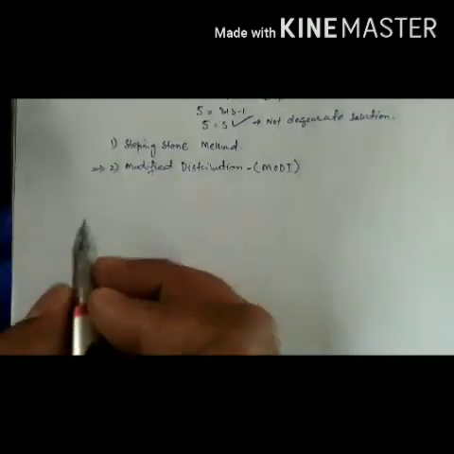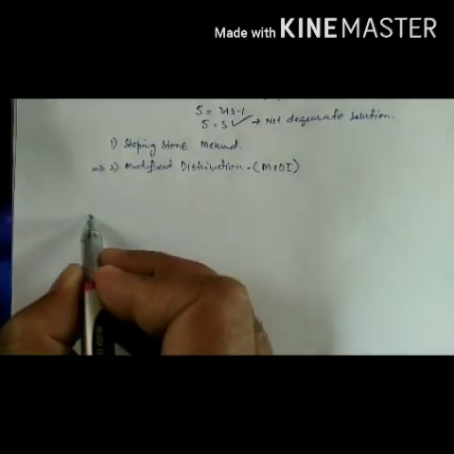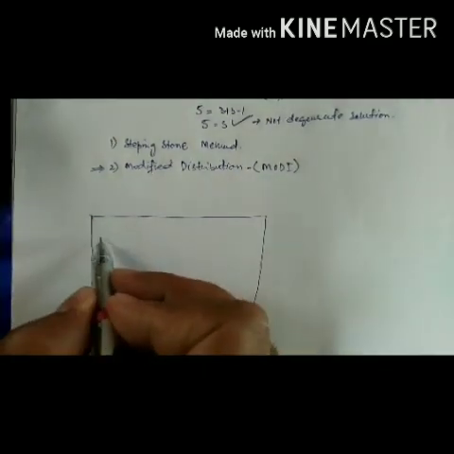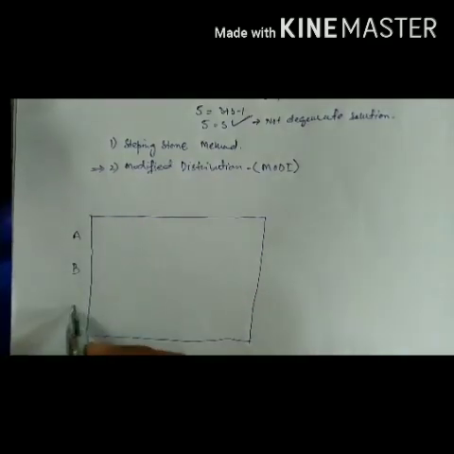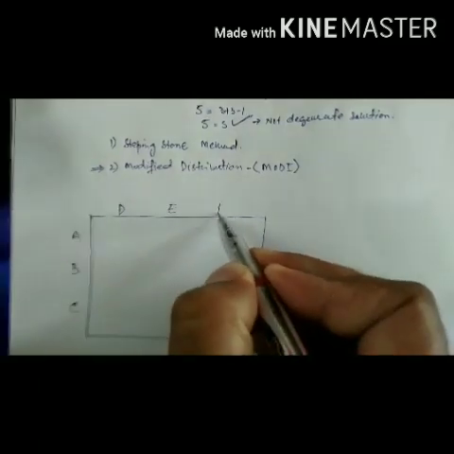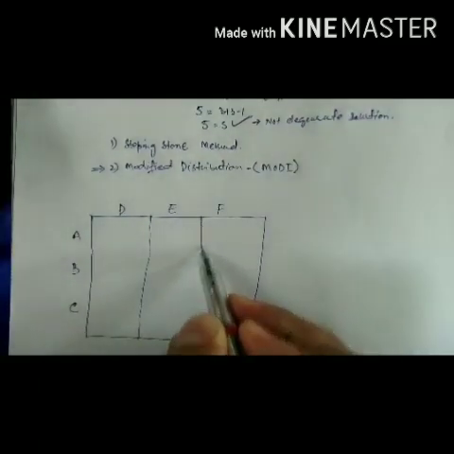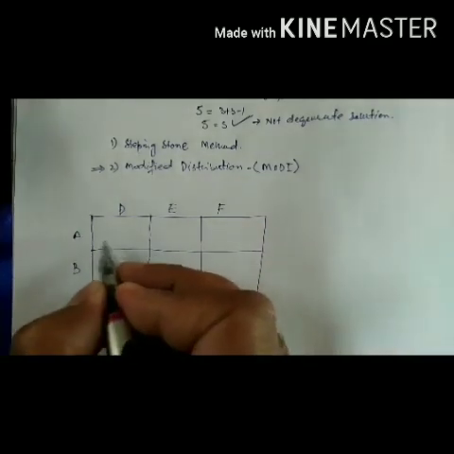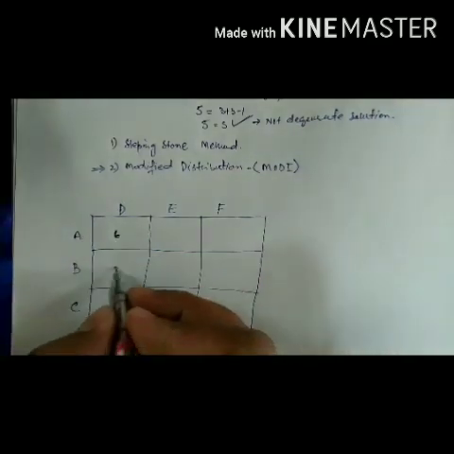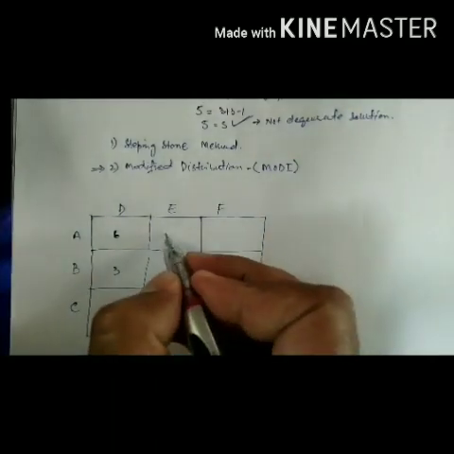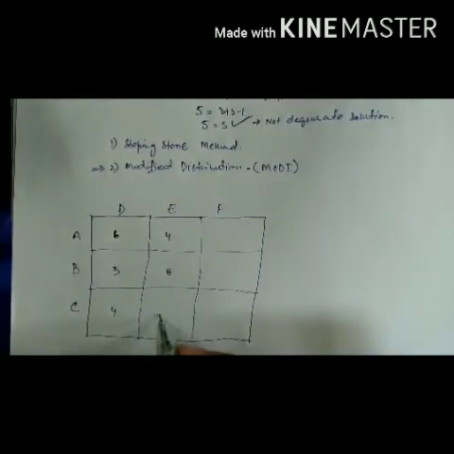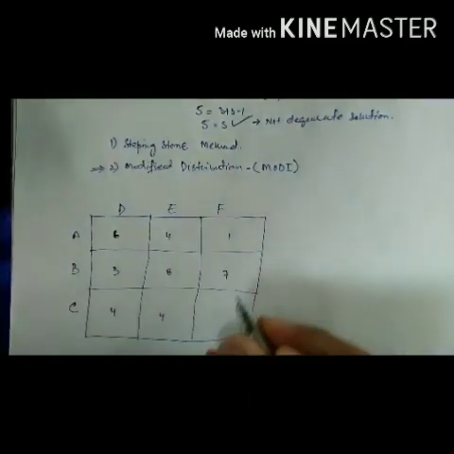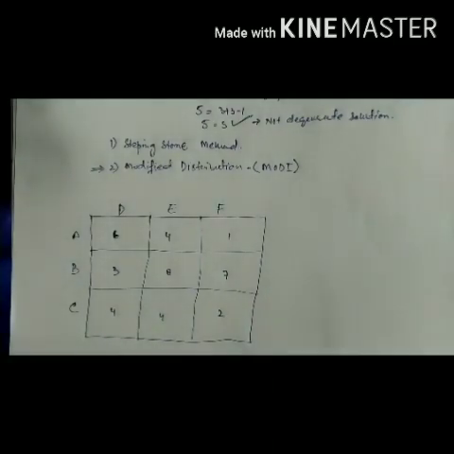For that I have to rewrite my matrix. A, B, C, D, E, F. I got the costs here 6, here 3, 4, 4, 8, 4, then 1, 7, 2, and allocations I have already done that.